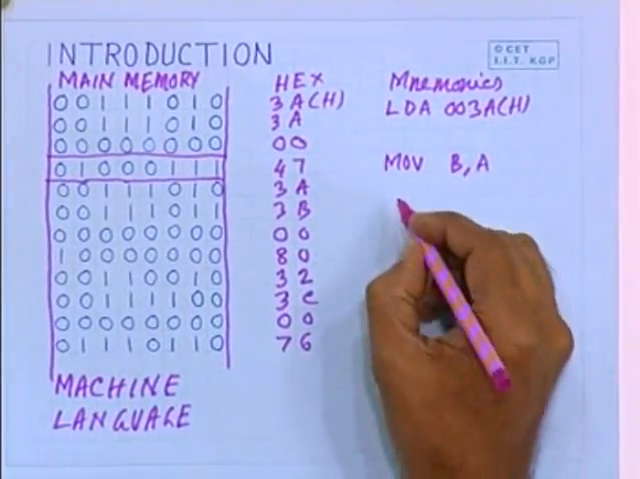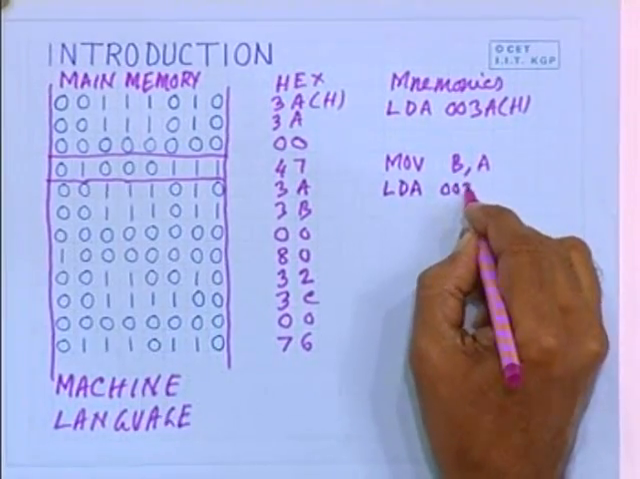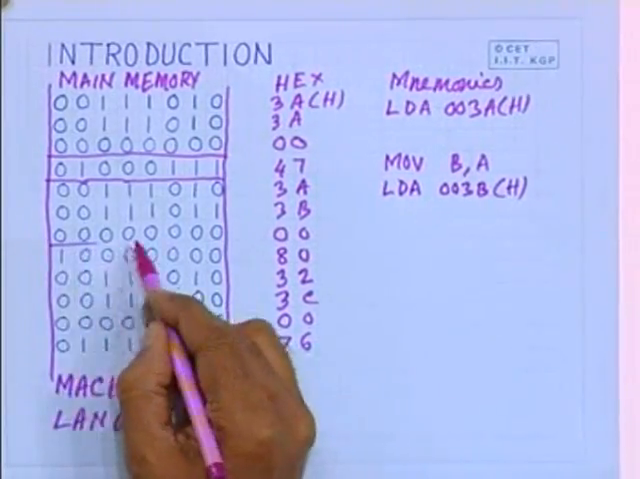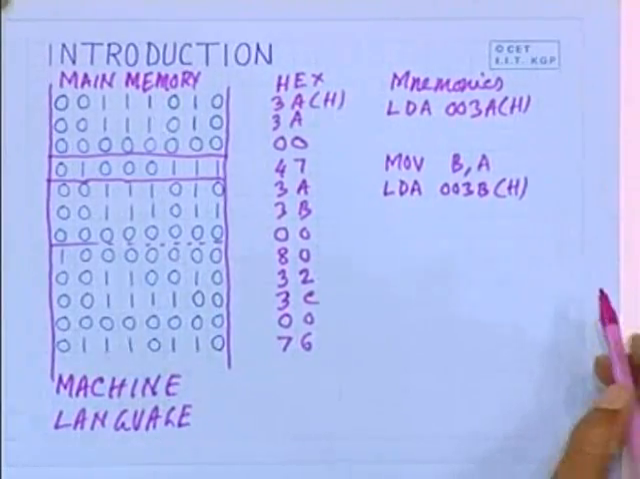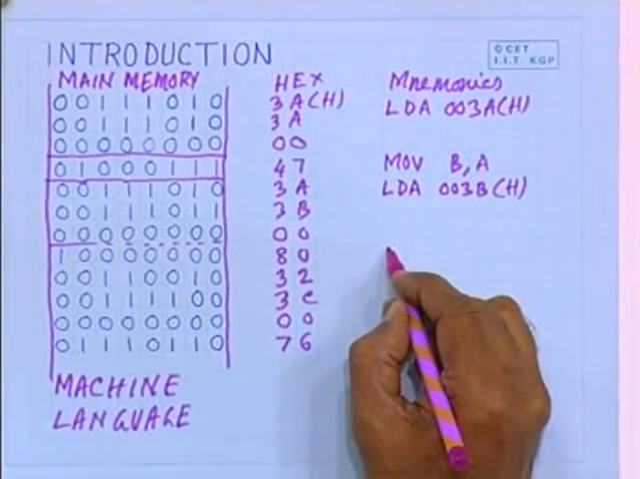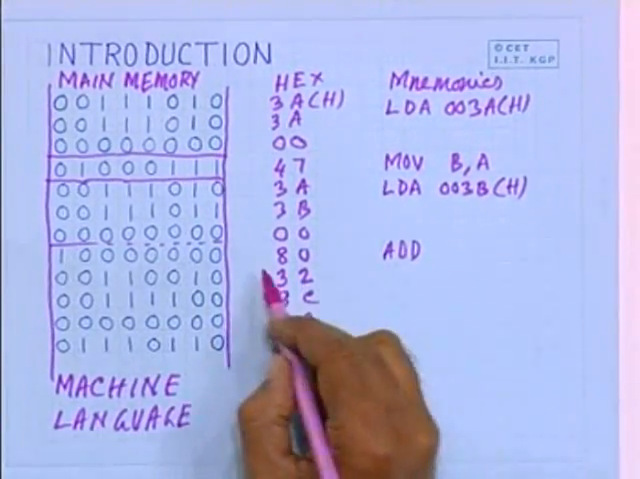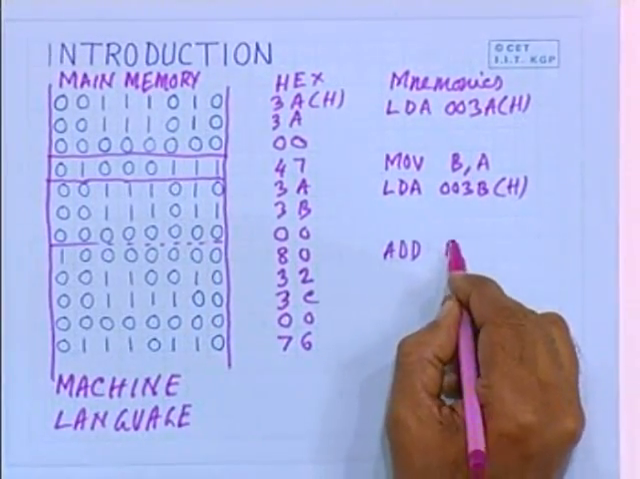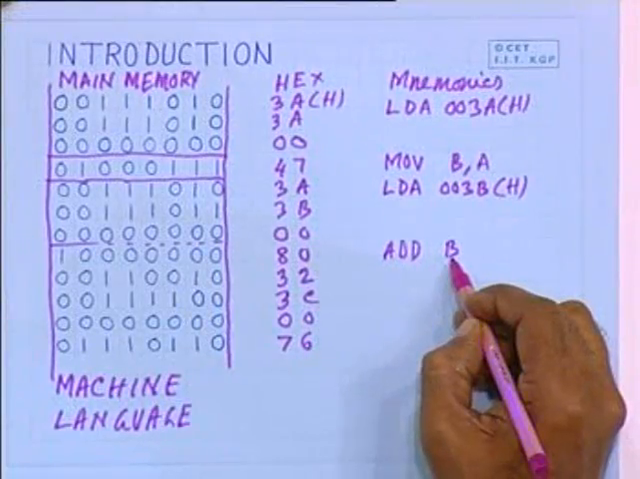The next instruction again performs a load operation, LDA 003B hex, and the instruction is 3 bytes in length. Similarly, 80 performs an addition operation. This is the mnemonic for this instruction 80, which is in hex: ADD B. So it performs addition of the content of the accumulator with that of the register B.